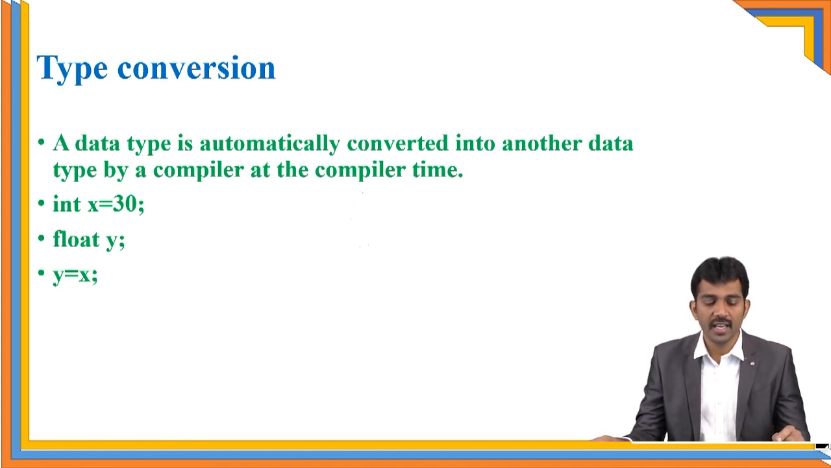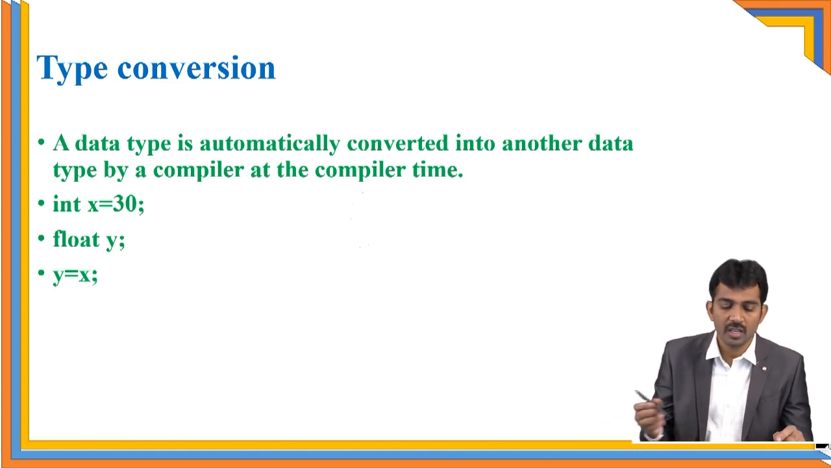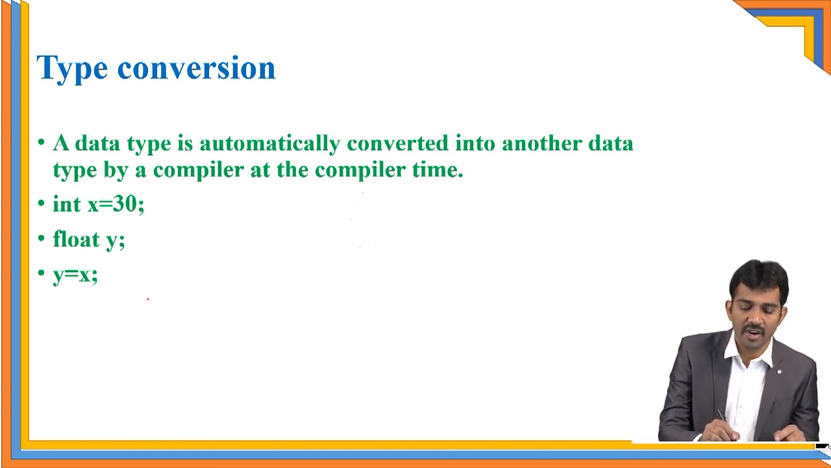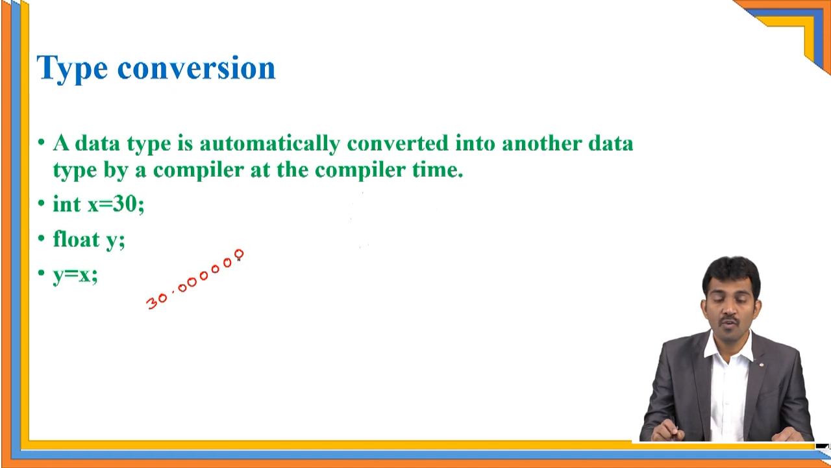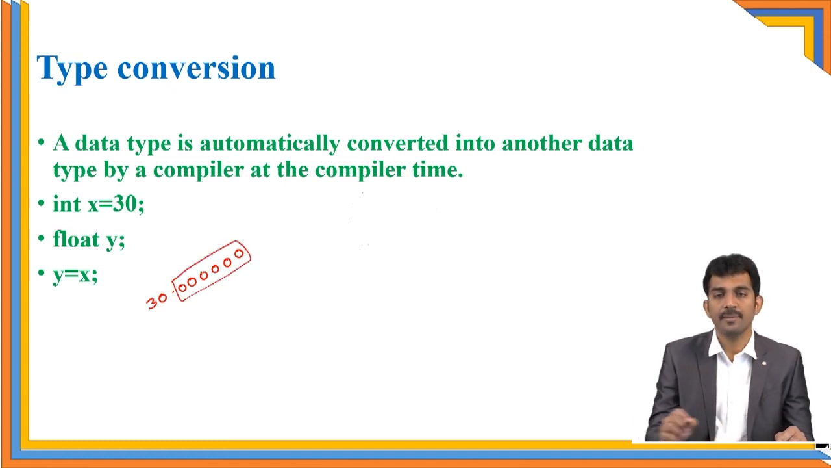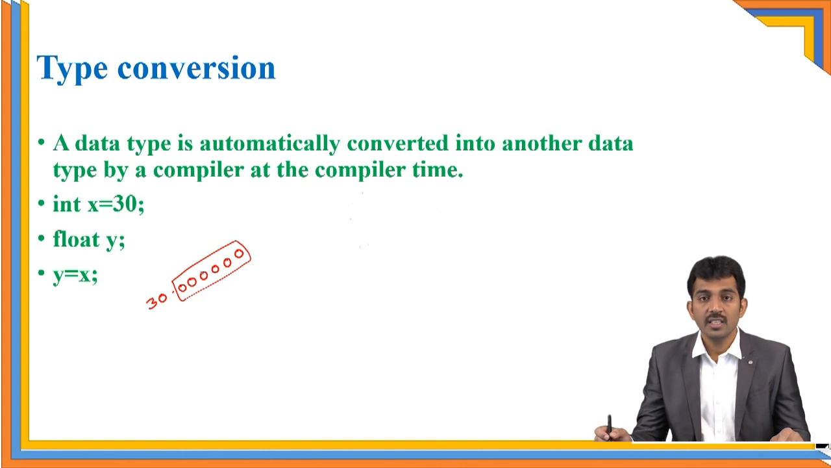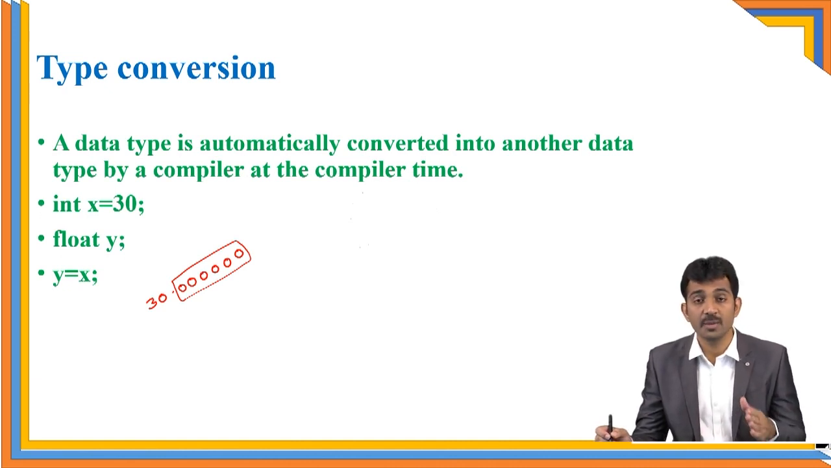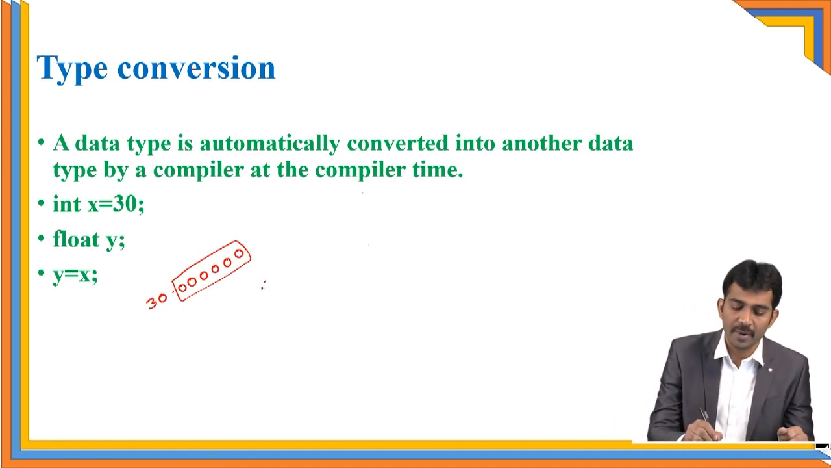See here int x and float y. If you convert it like this, what happened? This 30 is converted to 30.000000, meaning float is going to handle six zeros, right? Like this. Is this clear? This is called type conversion. Type conversion happens by default. Typecasting means you need to do it using the typecasting operator, that is the brackets.